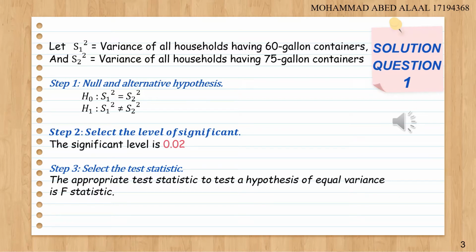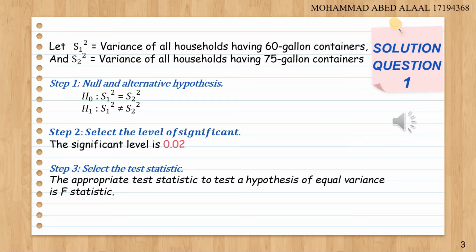So, let S sub 1 squared equal the variance of all households having 60-gallon containers, and S sub 2 squared equal the variance of all households having 75-gallon containers. Step 1. Null and alternative hypothesis. Null hypothesis: S sub 1 squared equals S sub 2 squared, and alternative hypothesis: S sub 1 squared not equal to S sub 2 squared. Step 2. Select the level of significance. The significance level is 0.02.